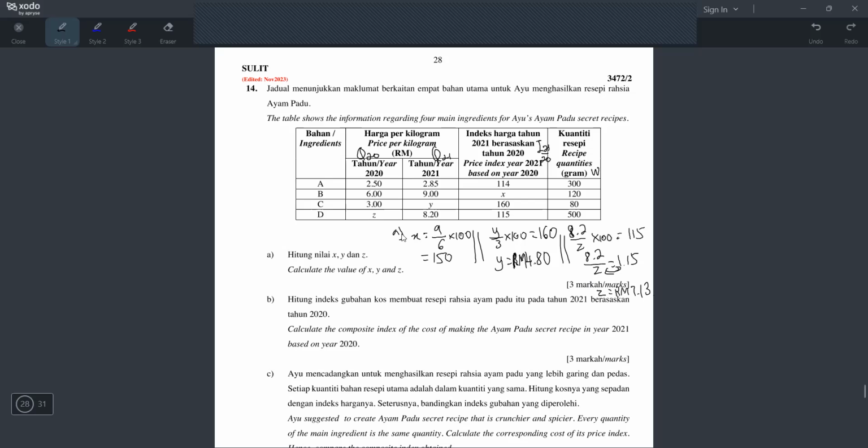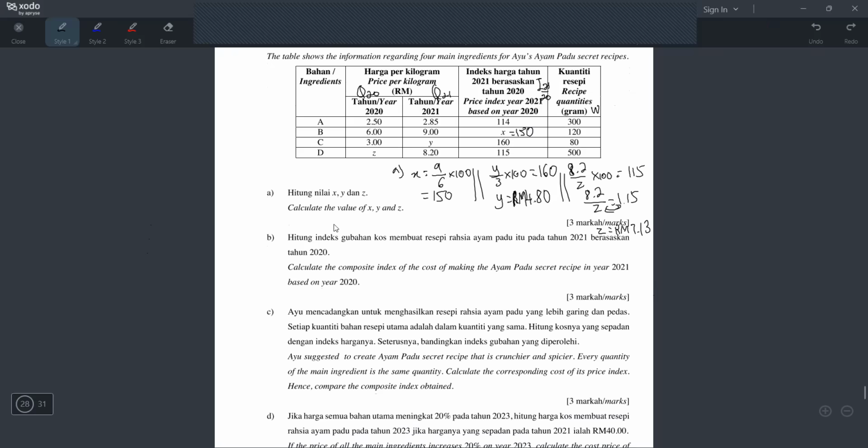Okay. I think I have to write down the x equals 150 here because I'm sure I'll be using this information later. Okay. So this is how you get 3 marks for A. Okay. For B question, let's read. Calculate the composite index. Let's make this B.